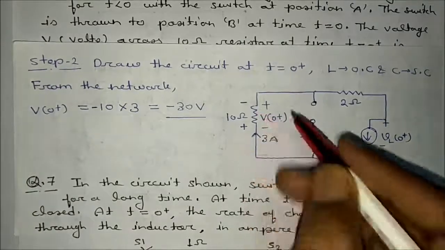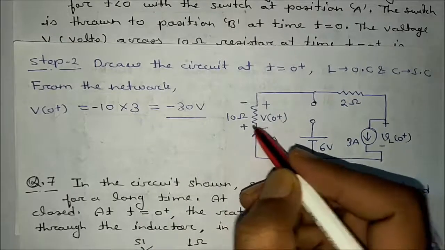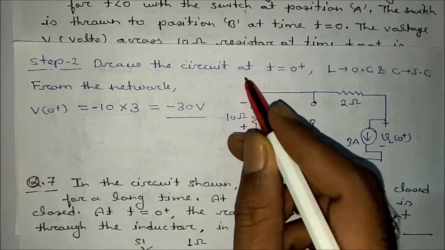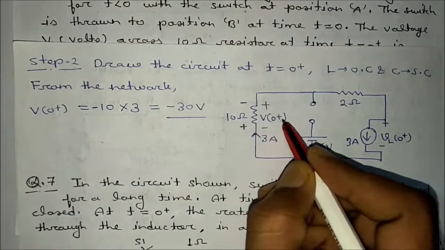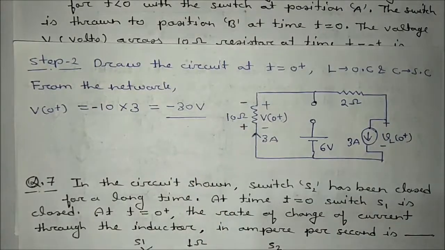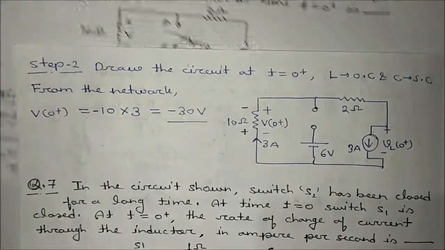3 ampere will be there, and it is a resistance. In a resistance, energy is always dissipated. So current will enter at the positive terminal and leave at the negative terminal. This will be positive, this will be negative. So V0 plus voltage will be minus of 3 into 10, that is equal to minus 30 volt. Is it okay? So this is problem number 6, what we have done.